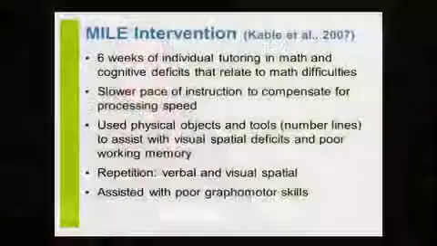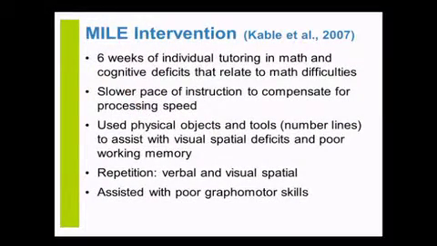And then what they did is they had 6 weeks of individual tutoring in math for the MILE group. And they didn't just tutor them in math, but they tutored them on other cognitive deficits that are related to math. So things like their visual spatial abilities that we know are related to math as well. Now, when I say individualized tutoring, this was one-on-one tutoring that was conducted with a trained researcher, educator, a person from the research team that was trained.